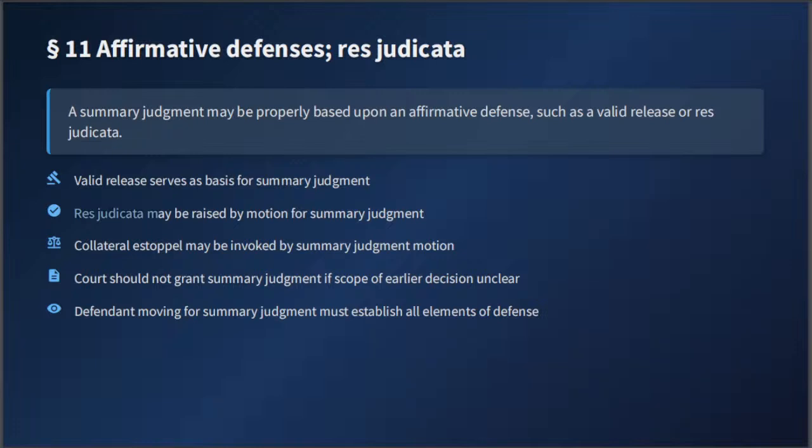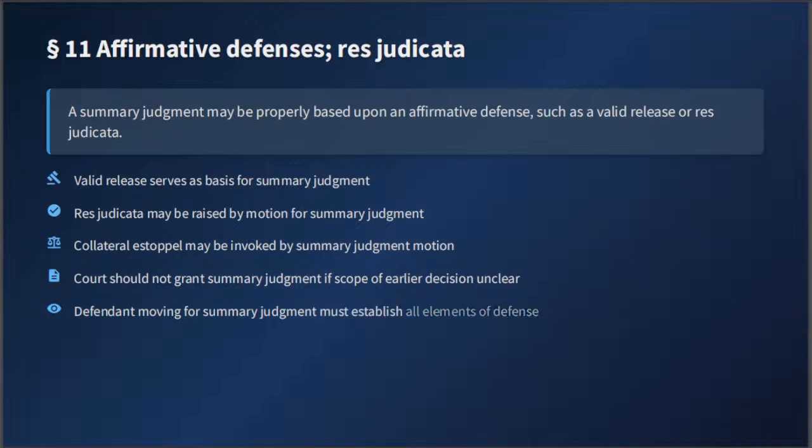Res judicata also, so a previously decided issue may be raised by motion for summary judgment. Collateral estoppel may be invoked by summary judgment motion, and the court should not grant summary judgment if the scope of the earlier decision was unclear. So we have a good res judicata there. And a defendant moving for summary judgment must establish all elements of the defense.